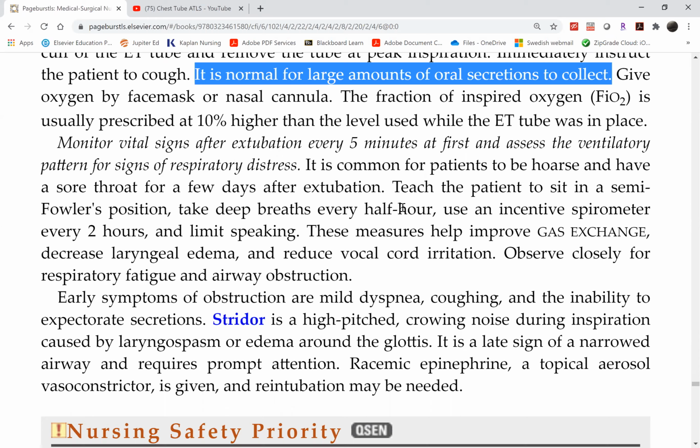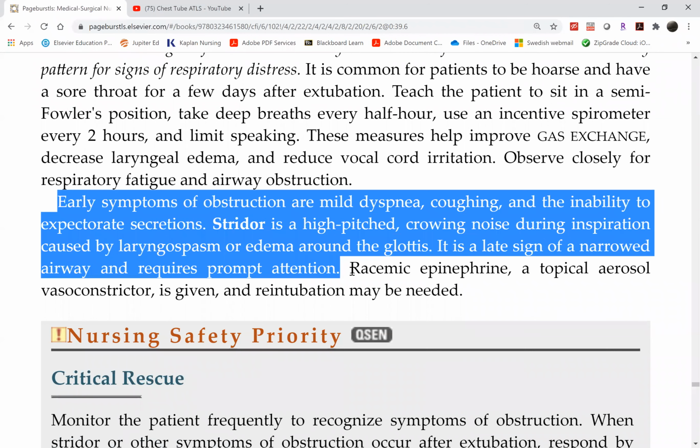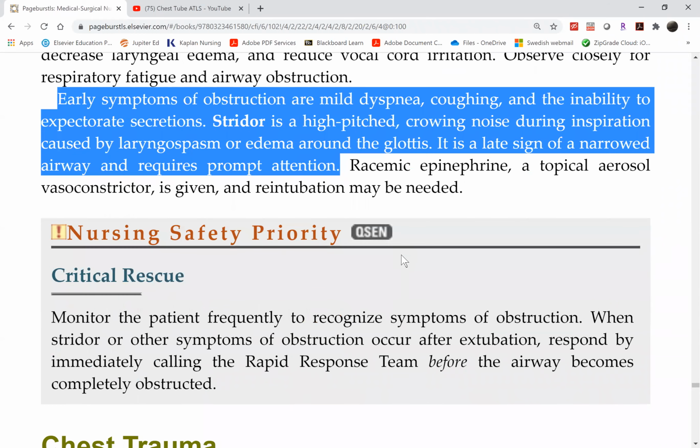Then you monitor, especially for signs that the patient may need to be intubated. So that's obstruction, and these are your signs and symptoms. So if these are present, notify physician, patient may need to be intubated again.